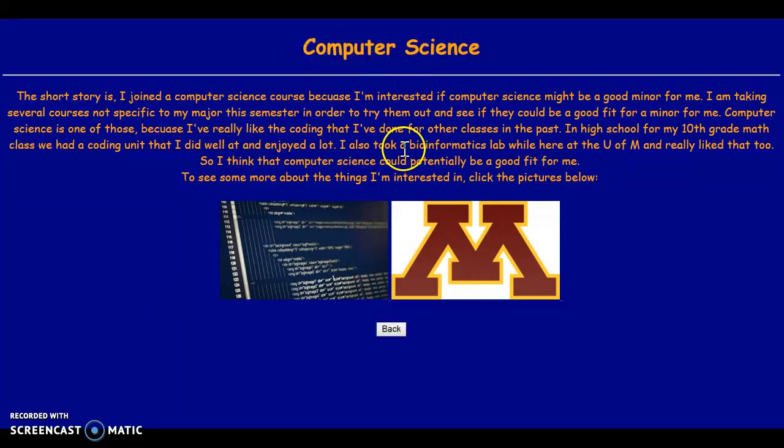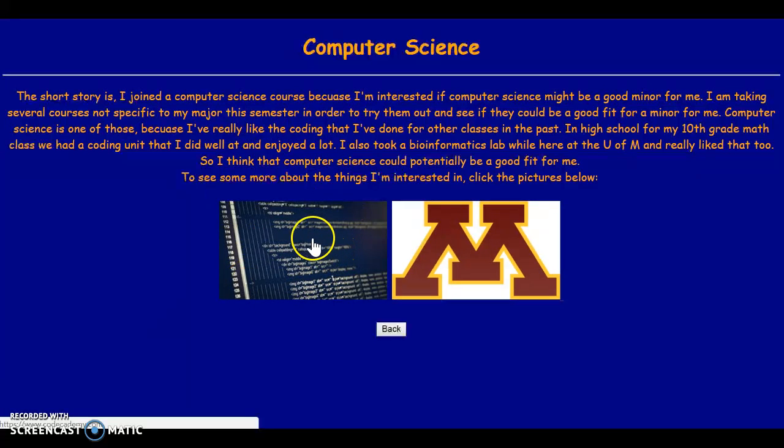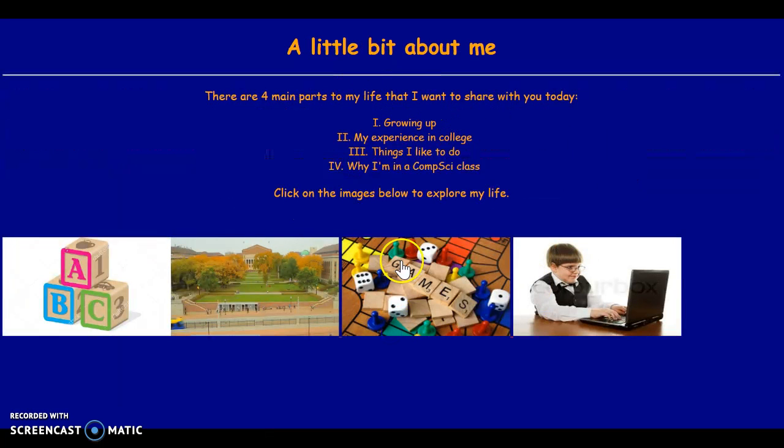And to see some more about the things mentioned here and the things that I'm interested in, you can click on the pictures below. This picture is going to take you to that coding website that we used for the coding part of my 10th grade course, which I still use today to teach me some things about HTML and CSS and other coding languages. And this picture here takes you to the list of majors and minors for the University of Minnesota. So if you're also interested in that type of thing, this would be a good place for you to go, or you could even click here to see some of the things that I'm interested in doing as well. So we're going to go ahead and click back, and now we're back at the home page.